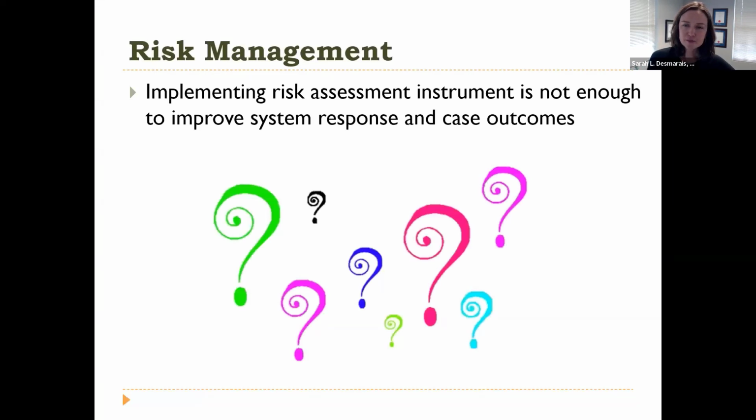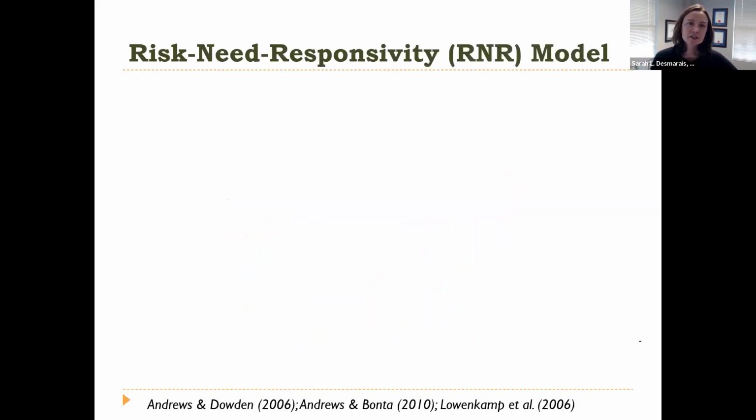Unfortunately, the bad news is that just implementing a risk assessment tool is not going to improve everything all of a sudden. As I talked about in the previous section on the research, you actually have to use the information to improve case outcomes. So my favorite framework for this translation from assessment to practice is the risk need responsivity model.